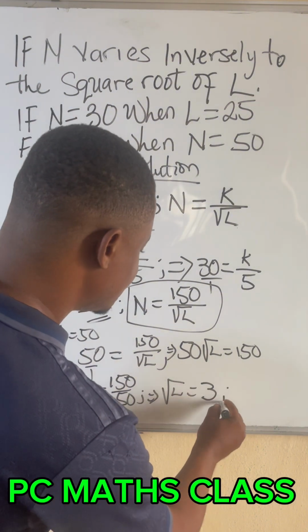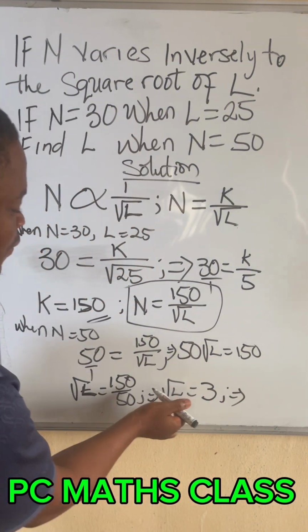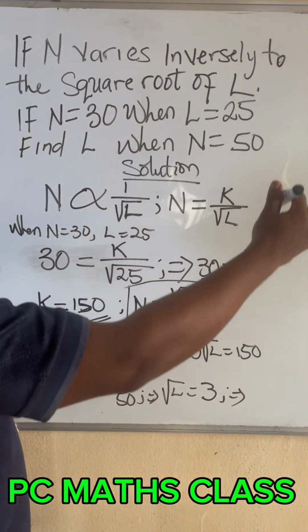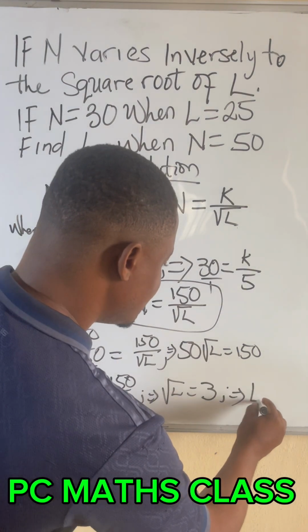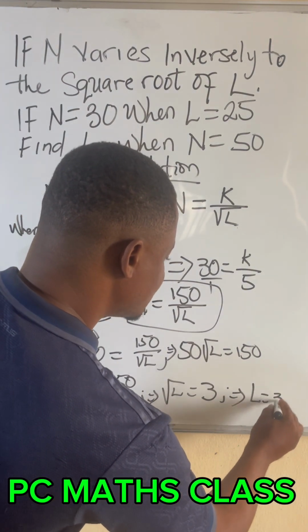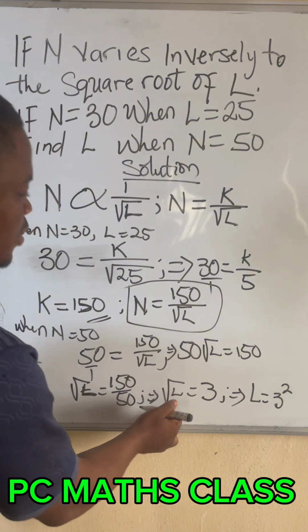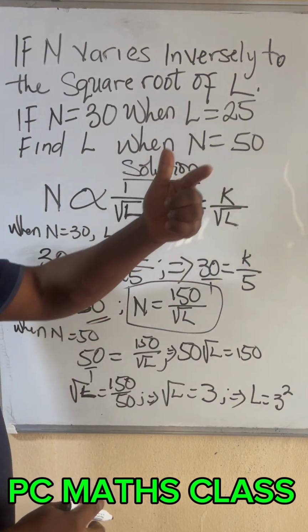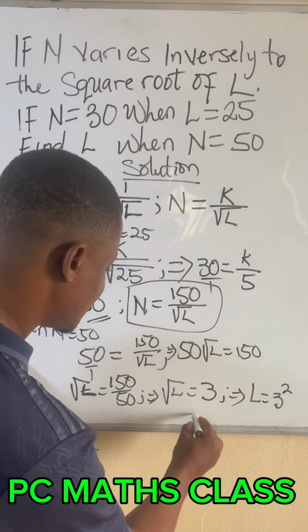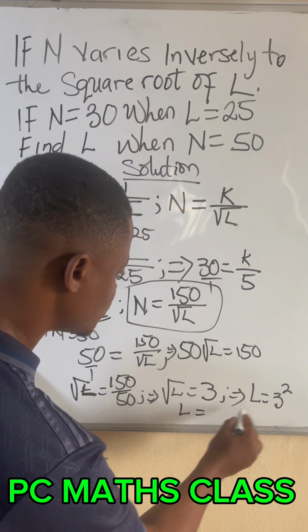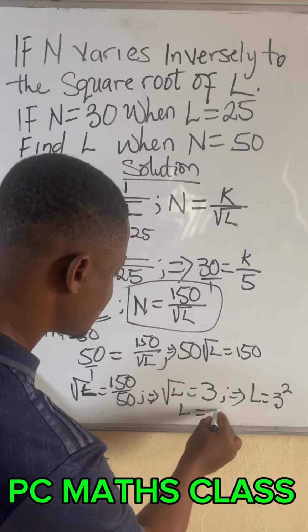This implies that if root crosses the equality sign, it means that L is going to be 3 raised to power 2. When square root crosses the equality sign, it becomes square on the other side. So we have that L is now equal to 3 raised to power 2, which is equal to 9.